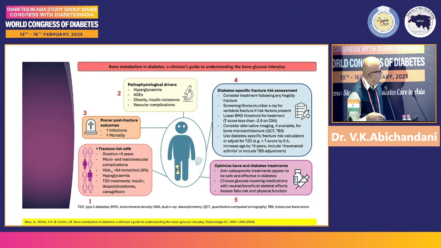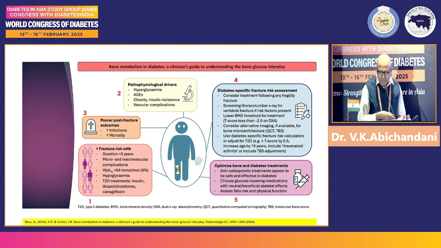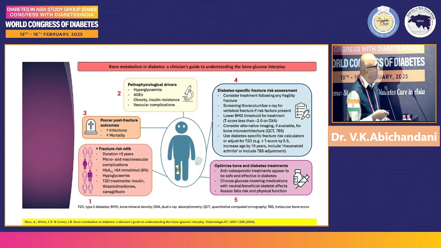So what are the pathophysiological drivers? Hyperglycemia, advanced glycation end products, obesity, and insulin resistance are major drivers. And what can we expect from the fracture outcome? So we have to be wary that these people are likely to get more infected and they carry more mortality. Hence, we should be looking at box number 4, diabetes specific fracture risk assessment. We should be meticulously doing that and we need to consider treatment following any fragility fracture history.